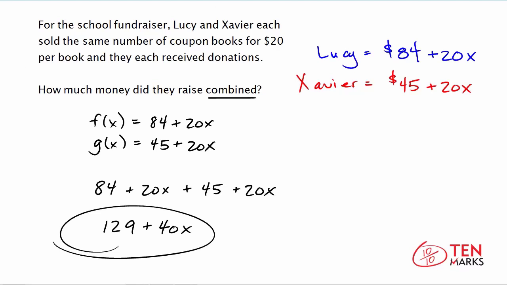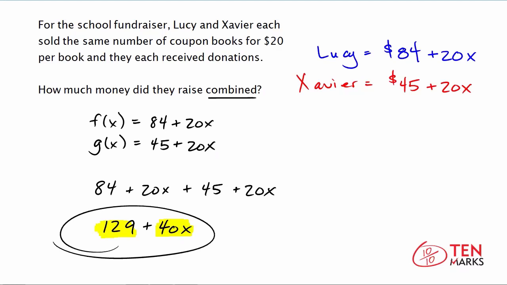Now if you had to, you could separate this out, and if you were asked how much did they each receive in donations, or what was the donation total, they received $129 in donations. And if you wanted to find the total amount of money they raised by selling the coupon books, you would find how many books they sold, and then you would multiply that by 40.